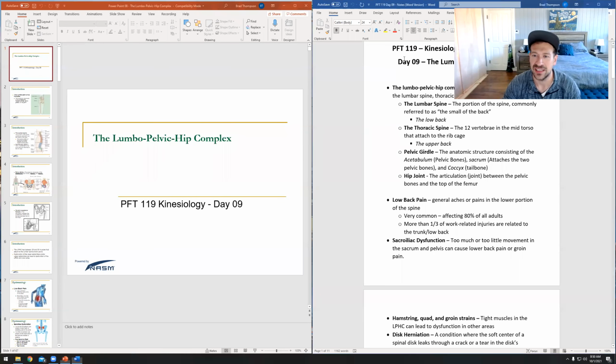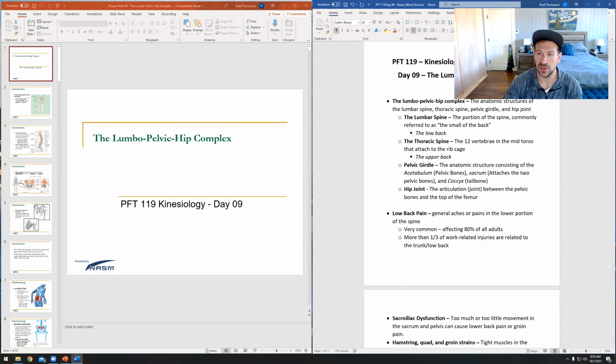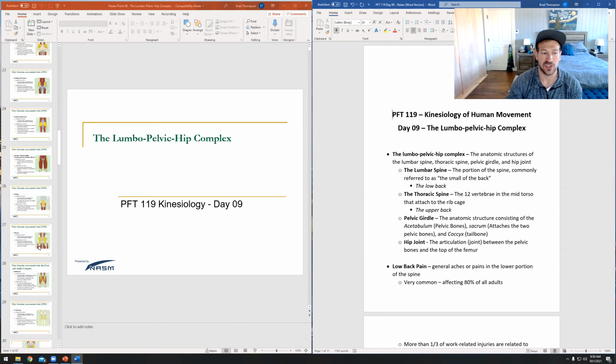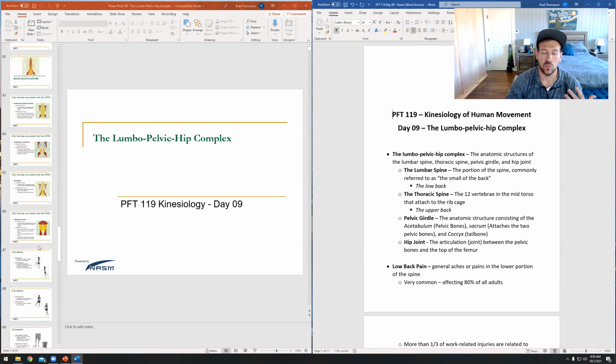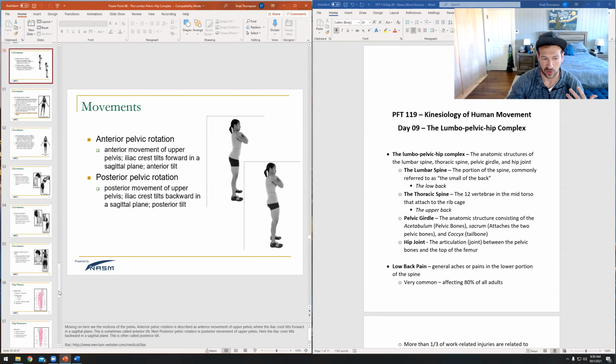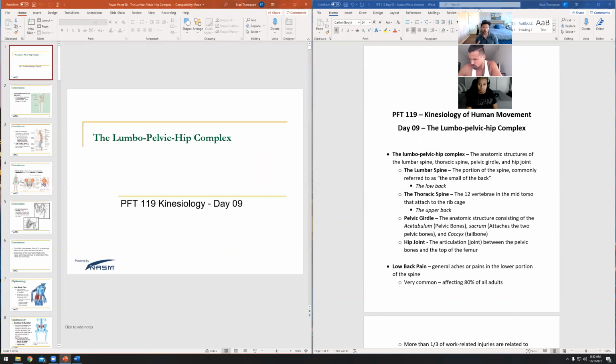All right, so day 9, we are moving into the lumbo-pelvic-hip complex. So really what we're talking about is the core, right? If we're talking about the core, we're talking about the global version of the core. A lot of people think of the core, they think of the abs, the six pack, and that's not necessarily wrong because it's part of the core, but it's certainly not the only part of it.